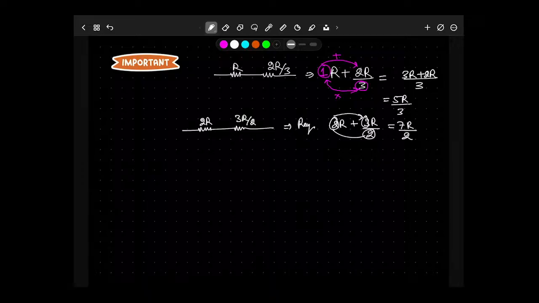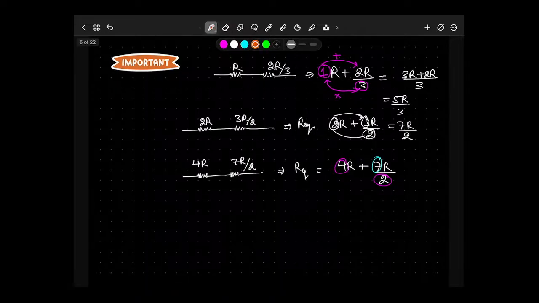Similarly, if somebody asks you 4R plus 7R by 2, you have to find R equivalent. So quickly, how can you do that? You can quickly multiply these two and then add this one, right? 4 into 2 is 8 and 8 plus 7 is 15. So it will be 15R by 2, right? This is a very effective method to do problems very fast.